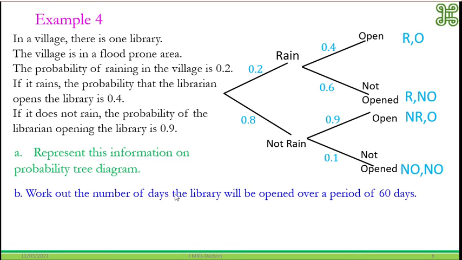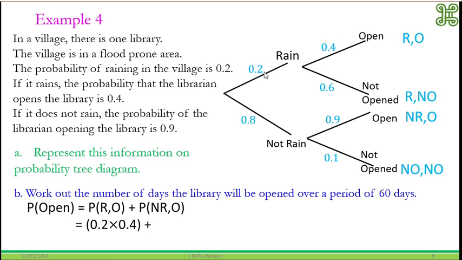Now we need to work out the number of days it will be open within 60 days. First, we must know the probability of the library being open. We have two options: library being open when it's raining and library being open when it's not raining. So when it's raining and open, we have 0.2 times 0.4. Not raining and open is 0.8 times 0.9. So in all, the chance of the library being open is 0.8.